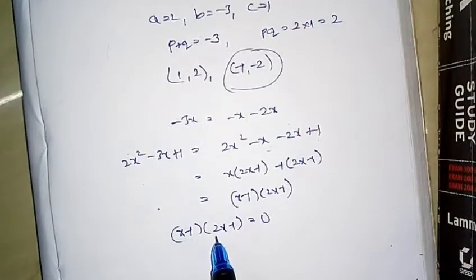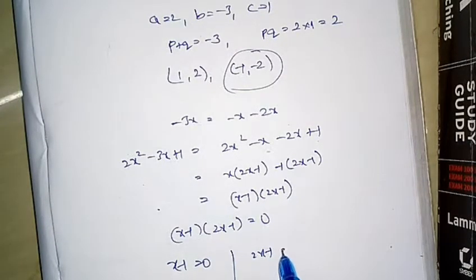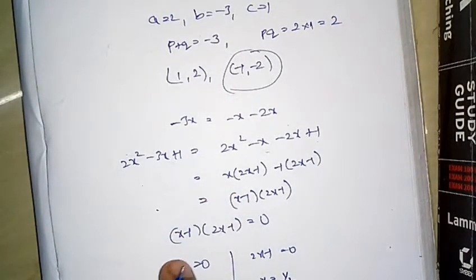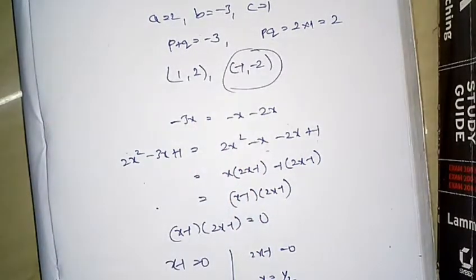Either of the terms can be 0, or they both can be 0 at a time. So x minus 1 is equal to 0 gives x is equal to 1, and 2x minus 1 is equal to 0 gives x equal to 1 by 2. So these two are the roots of the quadratic equation 2x square minus 3x plus 1 is equal to 0.